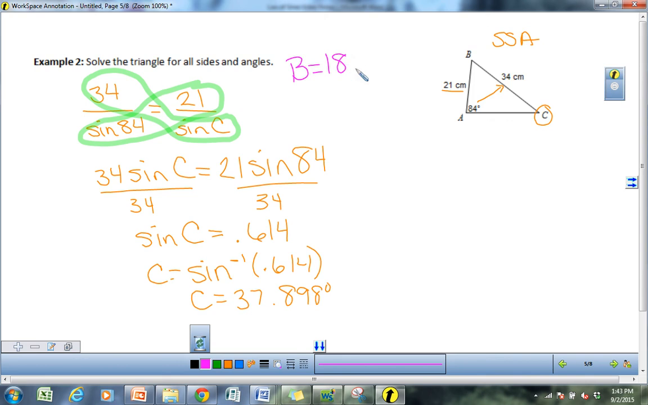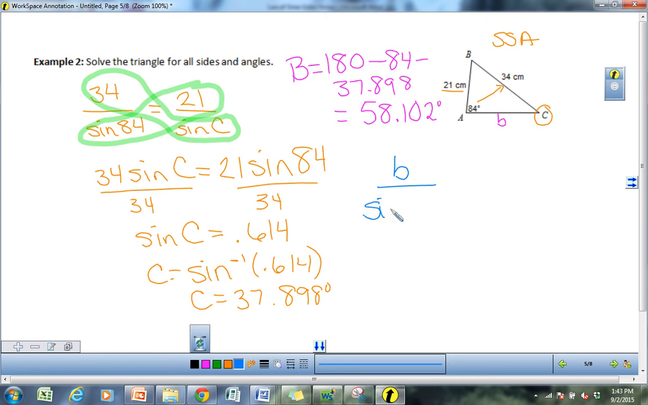So 180 minus 84 minus 37.898. So let's see what I get for big B. I get 58.102. Alright, 2 down, 1 to go. And the side that I'm missing is little b here. So I need to do little b over sine B, the angle for B now is 58.102 equals, you can use either C or A.